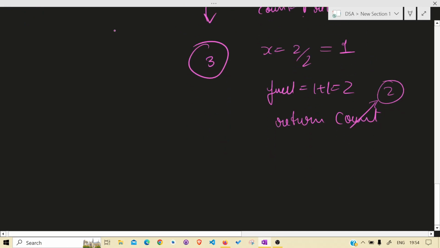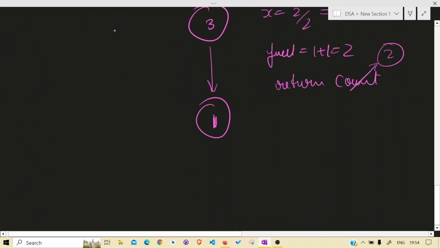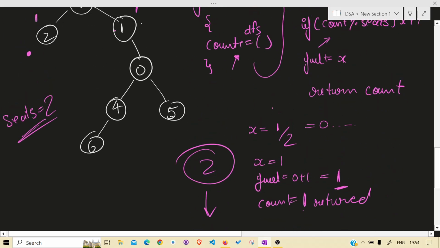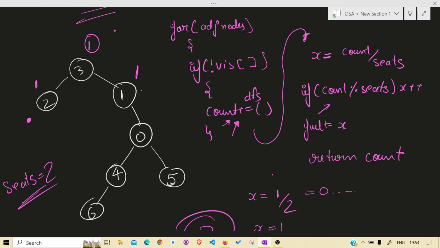Now where do we fall to? We fall to 1. Again this condition, this code. What are we getting? In this case we got 1, in this case we got 2. 2 is returned to 1. Herself or himself plus the call, that is, the return that he or she is getting.